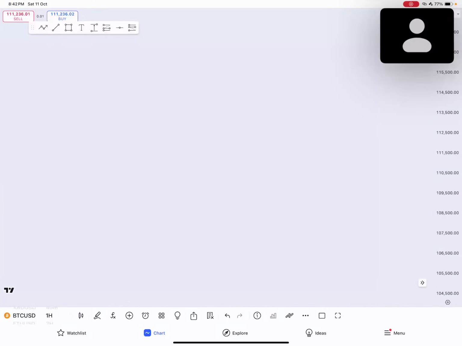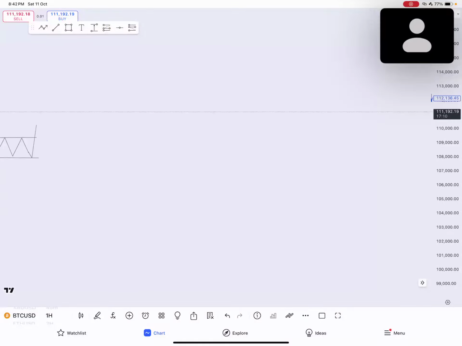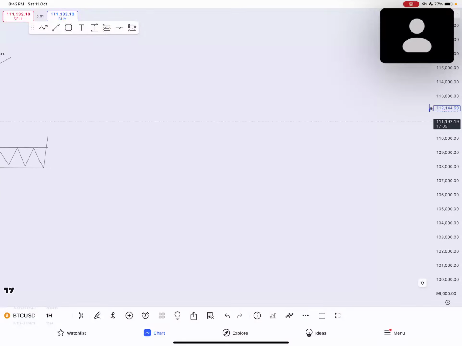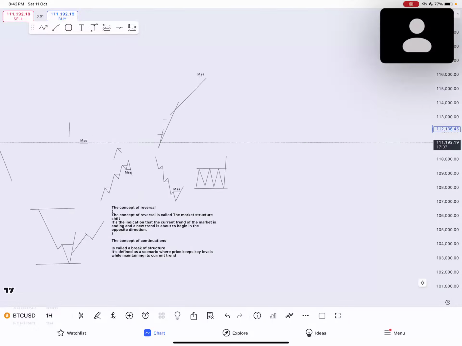So that is what a break of structure is. Now, when it comes to trading break of structures, I don't trade every break of structure out there. That's what I pay attention to when it comes to trading the concept of continuations. And that thing is called double break of structure or multiple break of structures.